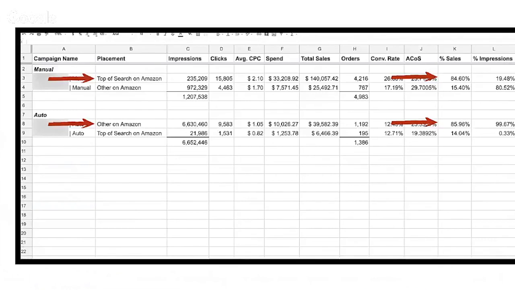So if you can see here, we've got manual and auto campaigns here, and like we discussed, my top of search conversions are going to be at the very top. I'm getting 84% of my conversions to sales out of top of search, right? And then my other visibility on Amazon is fairly low out of the manual, right? It's not non-existent, but it's great visibility, but not great conversions. You can easily see that other on Amazon is where all the impressions are driven.